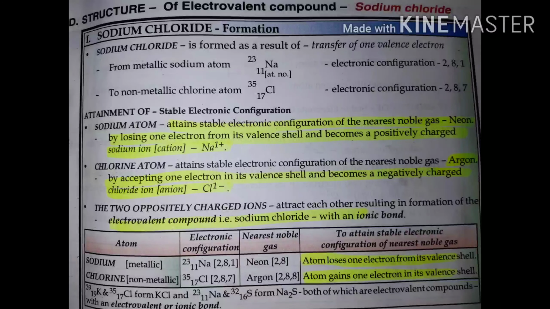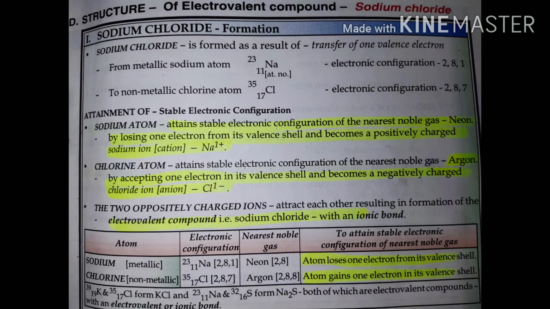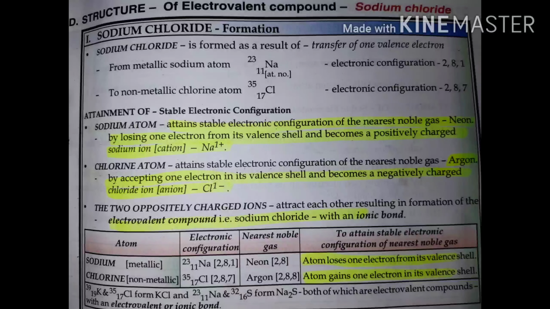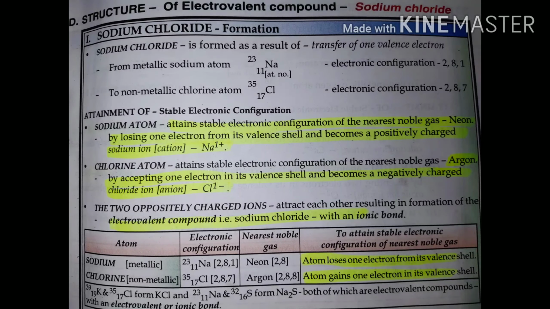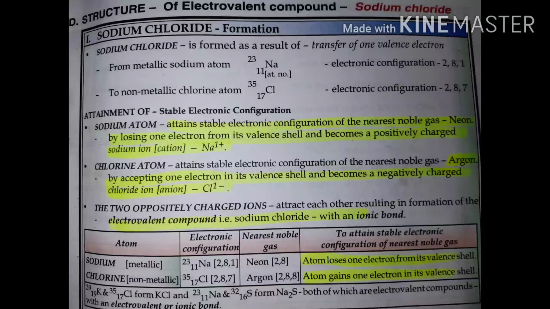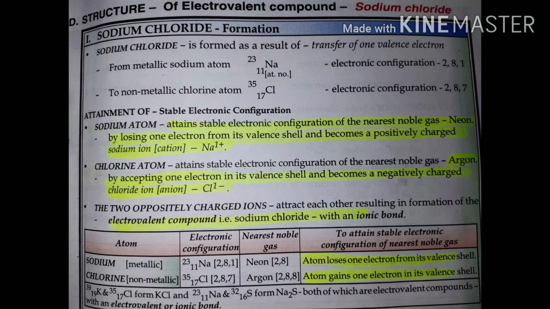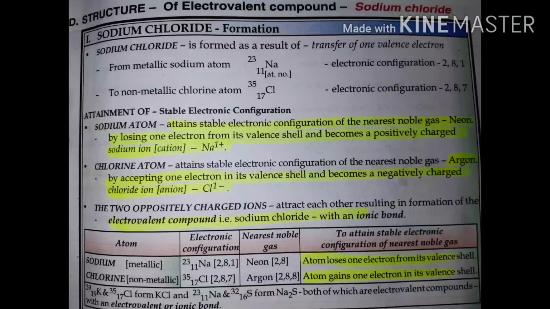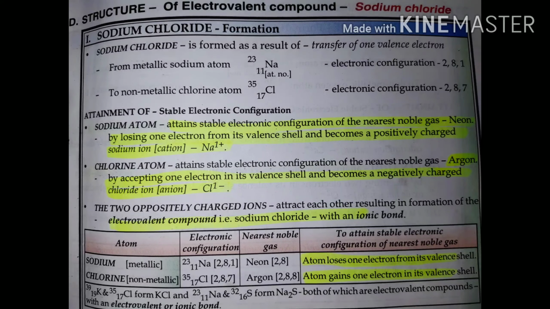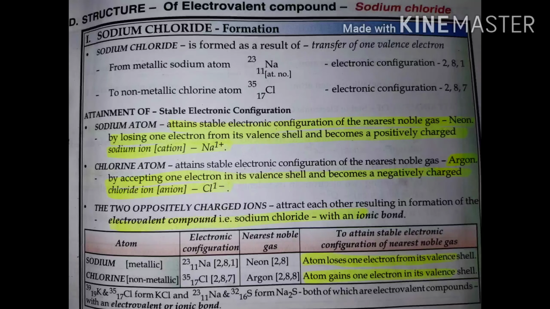In the third point we will study what happens with the sodium. Sodium has electronic configuration 2, 8, 1. Therefore, to attain a stable electronic configuration like neon, which is 2, 8, sodium donates one electron which is present in its outermost shell, and therefore sodium gets converted into sodium cation, which is Na+.